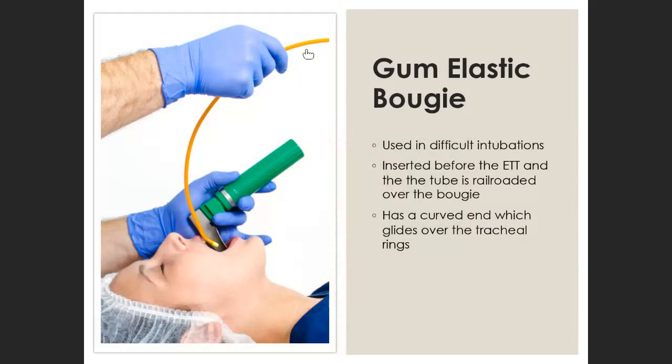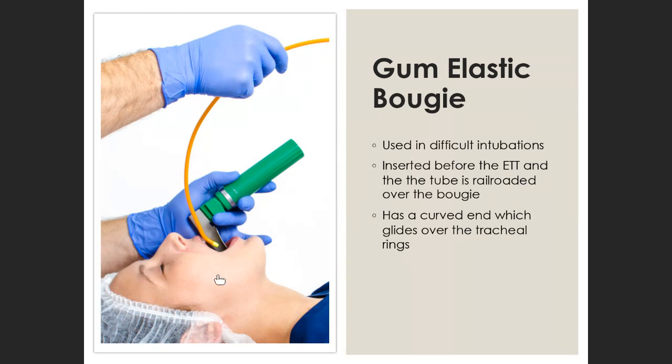This is a very simple device. It's called a gum elastic bougie. We use it in difficult intubations. We insert it. If you know what the Seldinger technique is, to set up, for example, a CVP or an art line, it is where you locate the vessel, put in a wire, and then thread the catheter over it. This is what I call the Seldinger technique to the airway. Do laryngoscopy, put in the bougie into the larynx, and then you railroad the endotracheal tube over it.